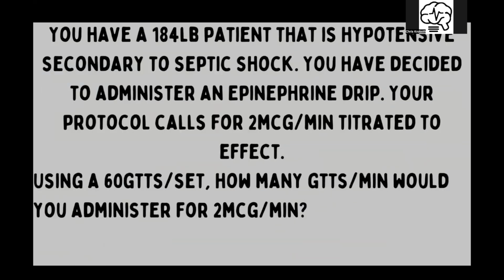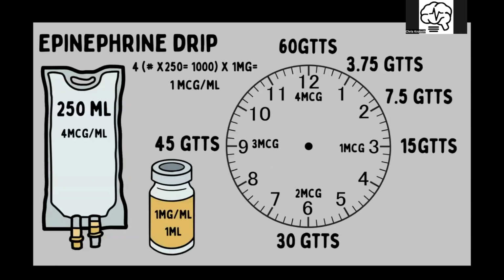You have a 184-pound patient, hypotensive secondary to septic shock. You've decided to administer an epinephrine drip. Your protocol calls for 2 mics per minute titrated to effect. Using 60 drops, how many drops per minute would you administer for 2 mics per minute? Well, the first question you have to ask yourself is, which bag are you using, right? So we want 2 mics per minute. So let's say we're using a 250 bag.